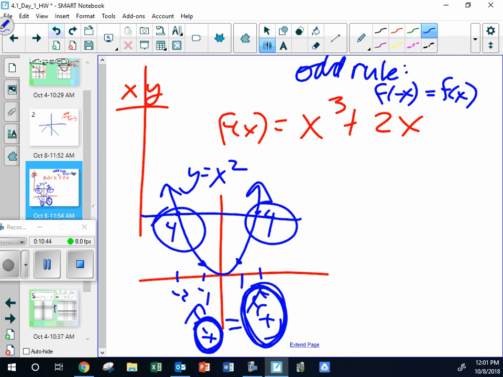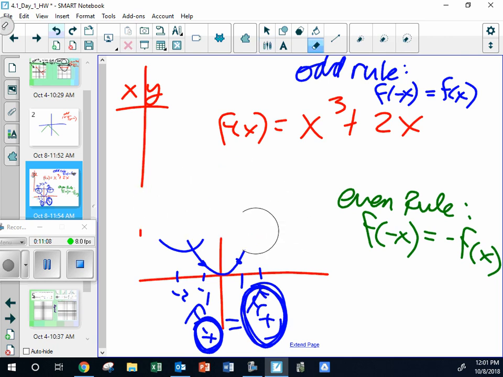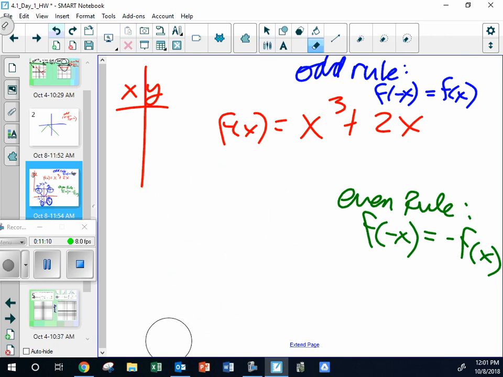Do you get that there will be an even rule too? And that goes like this. If I write this down also, the even rule is that if you take f of negative x, you will get negative of the f of x. What? I tried to show you on the picture how these work, but I don't want to spend a long time trying to explain why these are the rules, but these are the rules, and let's make sure you get the difference.